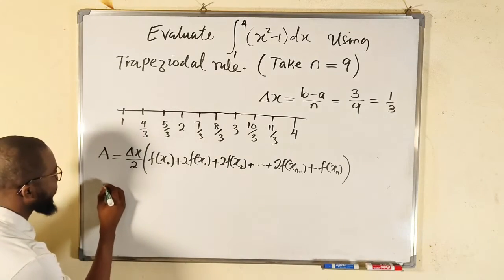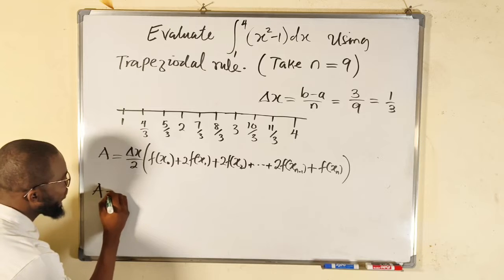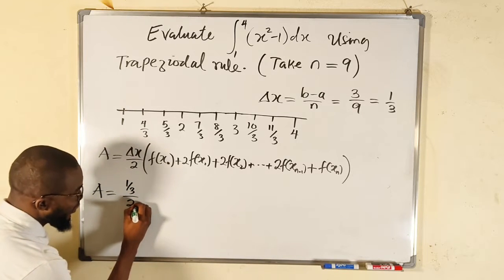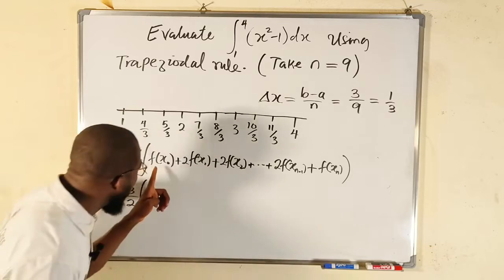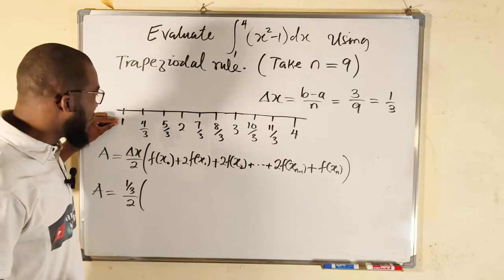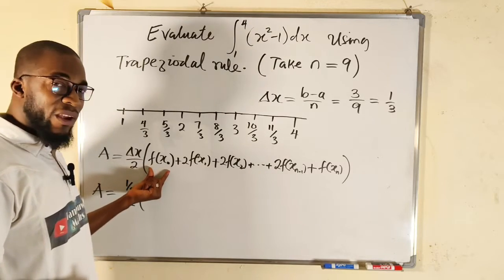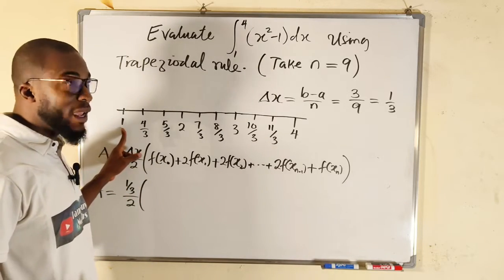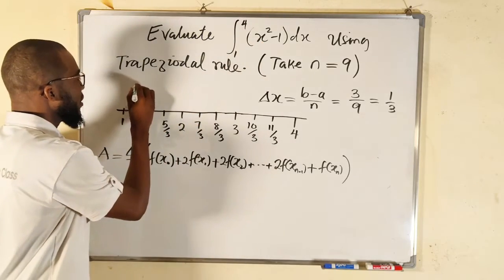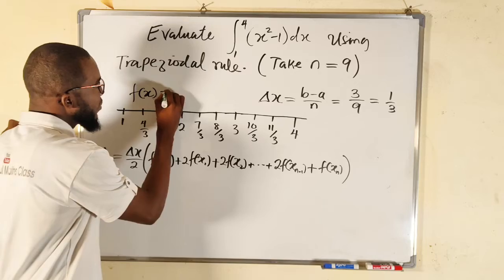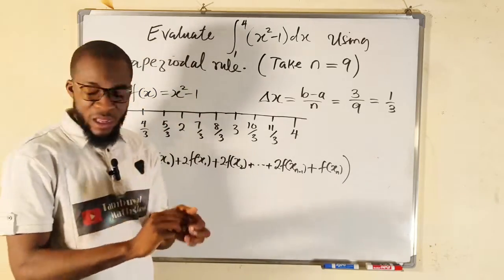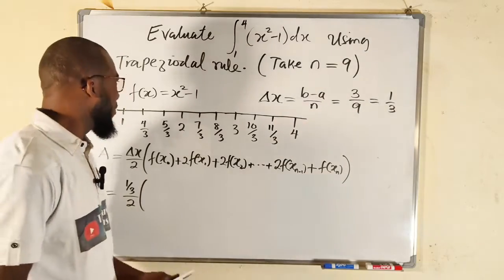So we have our area substitution, 1 over 3 divided by 2 multiplied by f of x0. It means you should take 1, you plug it into the function. This is the function f of x0, and x0 is 1 here, and our function is x² minus 1. Let me write the function here. f of x equals x² minus 1. I think I'll be using my calculator for some of the times.